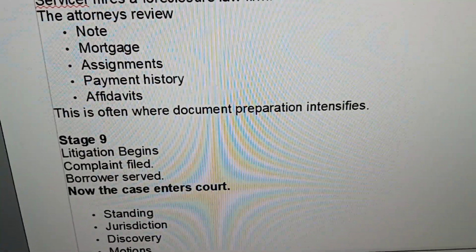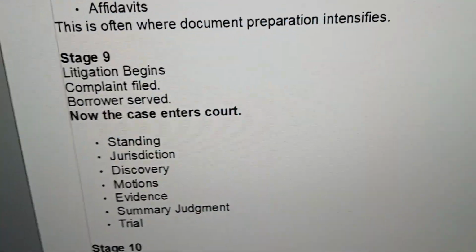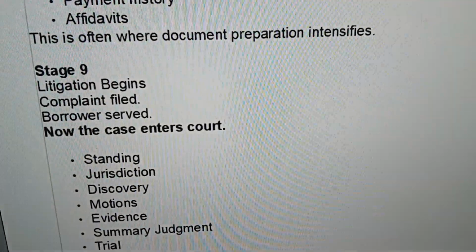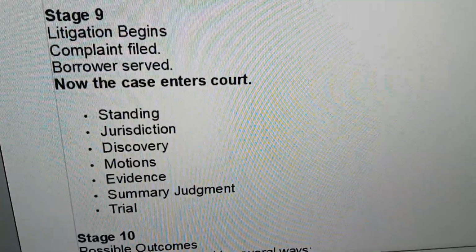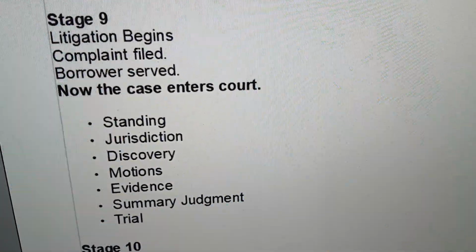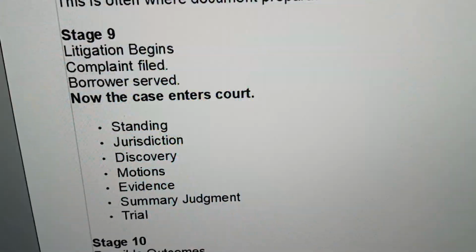And stage 9 is litigation begins. The complaint is filed, the borrower is served, and now the case enters the court. Then we talk about standing, jurisdiction, discovery, motions, evidence, summary judgment, and then trial.